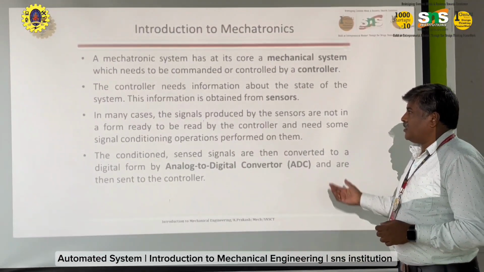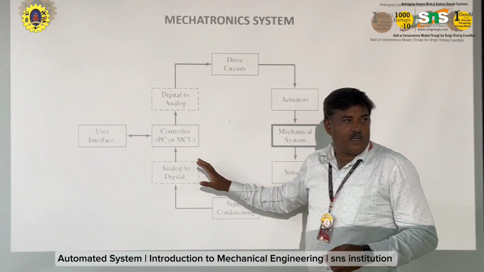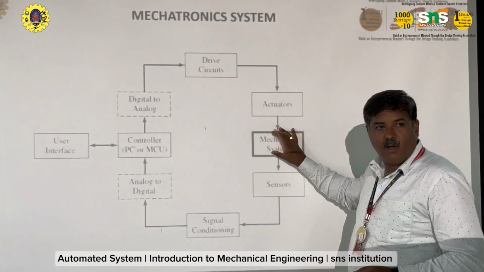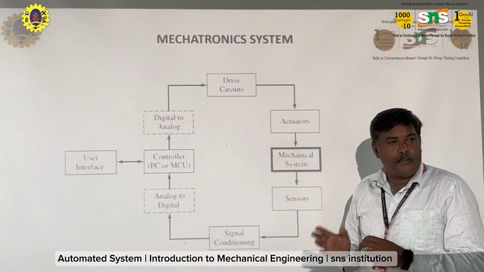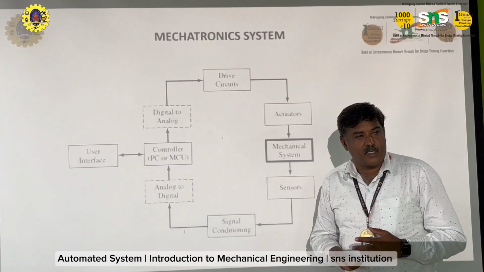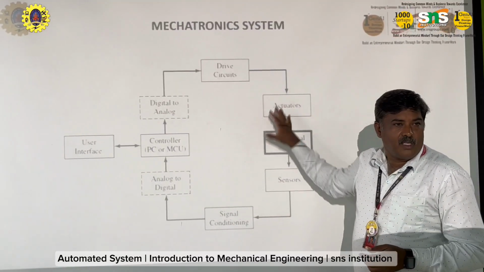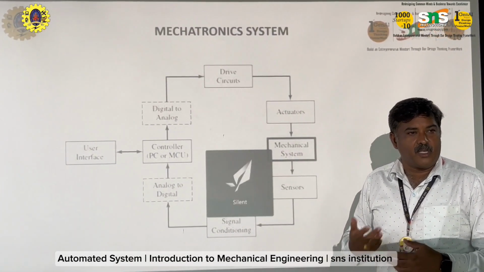Coming to the next thing, here we have a small mechatronic system. Let us see how it is working. This is the base of a mechanical system. Manually, some process is done in this mechanical system with human intervention or some machines. But now we are controlling this with mechatronics components, with an electrical circuit and sensors.